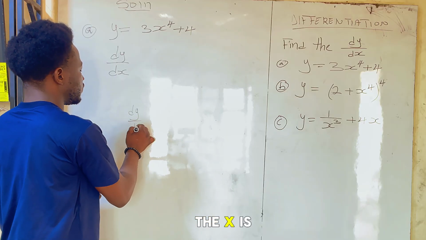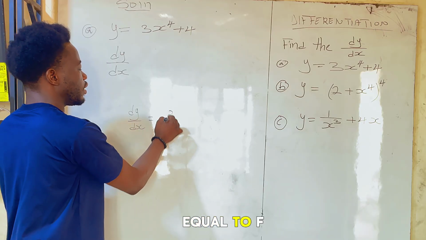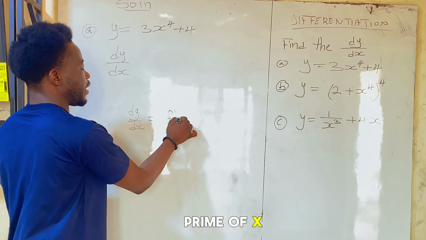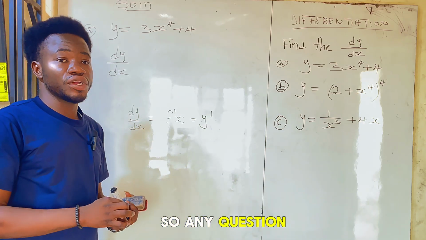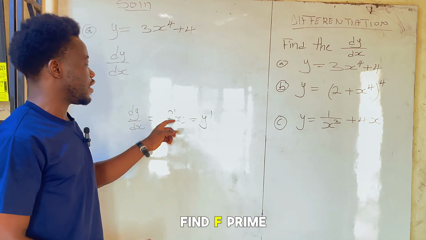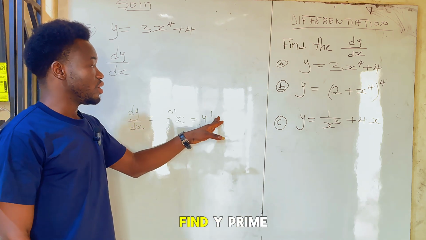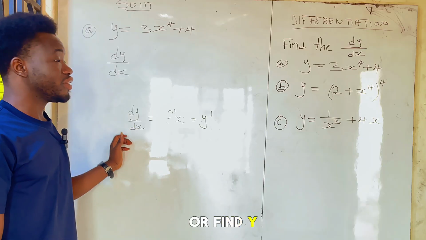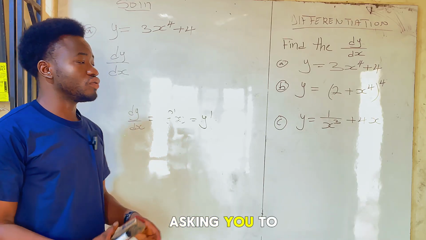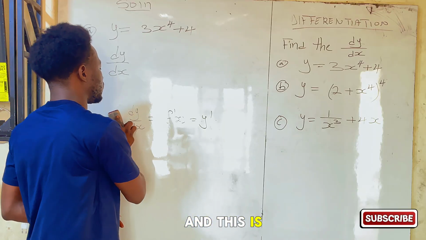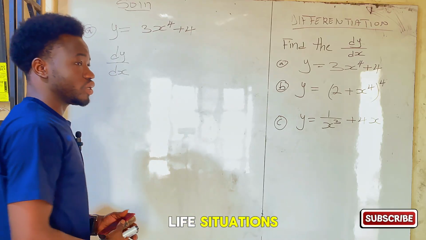Now look, I mentioned earlier that dy/dx is equal to f prime of x, and this also is the same as y prime. So any question that they ask and they say find f prime of x or find y prime or find dy/dx, they are still asking you to differentiate. And this is very applicable in life situations.